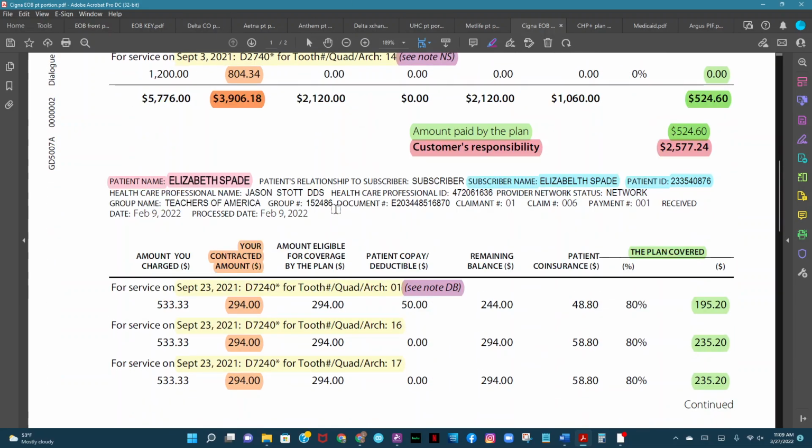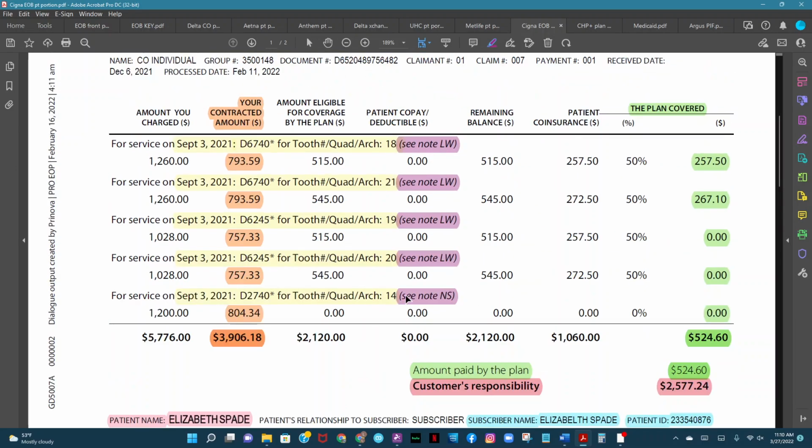If we scroll down to the next one, you see here the amount eligible for coverage and the contracted amounts. These are the same here, okay? So it's just per plan. I specifically pulled this EOB just to show you that it doesn't always match up and everything isn't always perfect. So you do want to triple check your work, do a couple calculations here and there just to make sure that you are putting things correctly into EagleSoft.